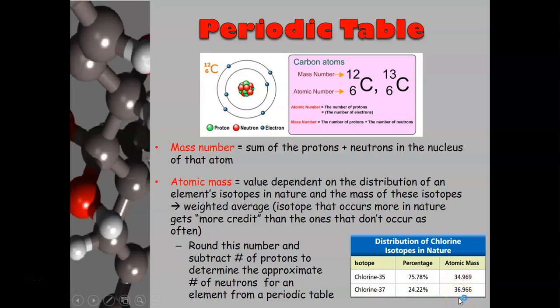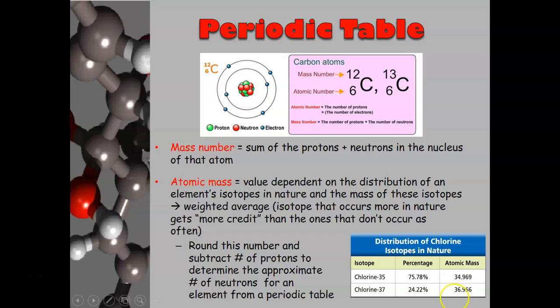So it's not quite just taking all these masses, adding them up, and averaging them together. It's a weighted average, so keep that in mind. That's part of how you get those really long, big decimals. What are we going to use it for? We're going to use it as a way to estimate the number of neutrons we would expect to see in a standard, typical atom of that element.